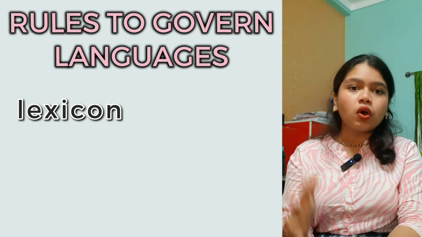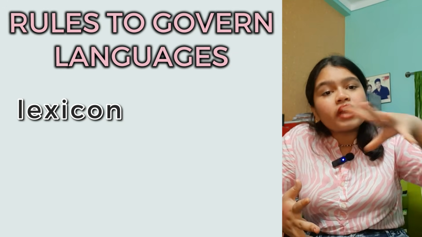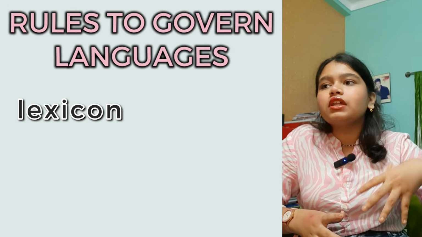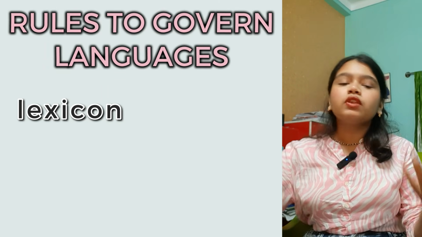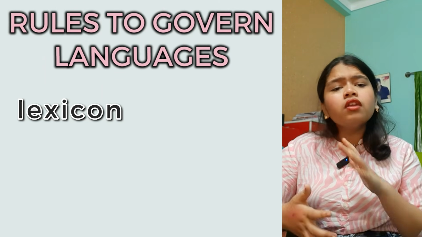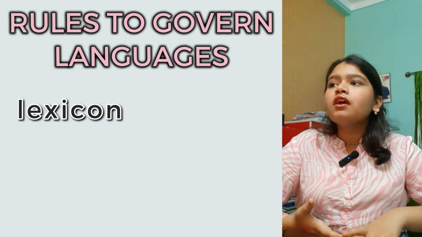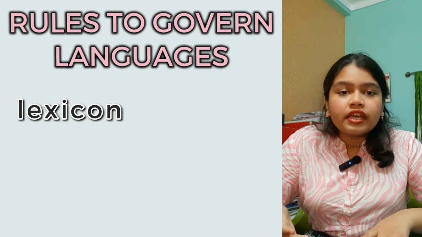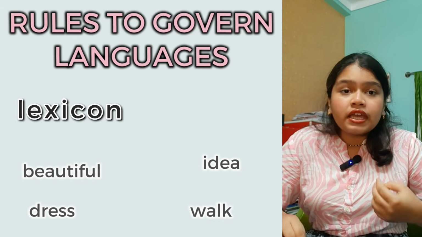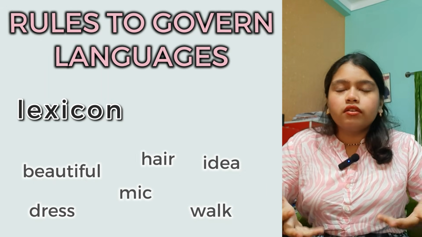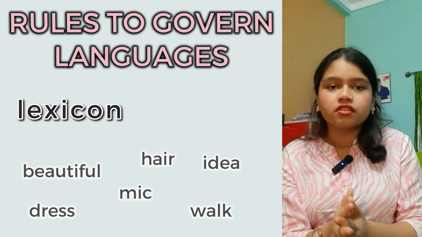Then we have lexicon. Lexicon basically means the vocabulary of the language, or the dictionary of the language. English has its own lexicon. Mandarin, Bengali, all of them have their own lexicon. English has words like beautiful, walk, idea, dress, mic, microphone, hair, all of this. So this is the English lexicon.